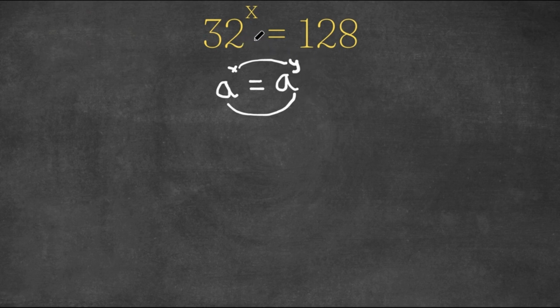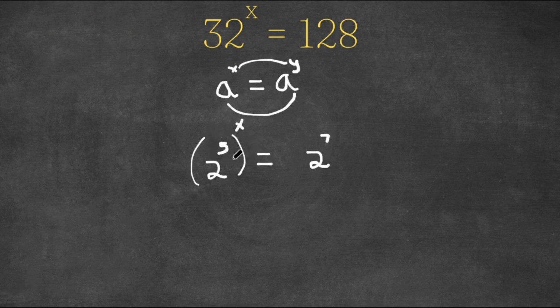So what we need to do is change 32 and 128, our bases, so that they are the same. Well, a common base for these two would be 2, right? Because 32 is 2 to the power of 5. And 128 is 2 to the power of 7. And 2 to the power of 5 would be to the power of x, because we're replacing 32 with 2 to the power of 5. And this is equal to 2 to the power of 7.